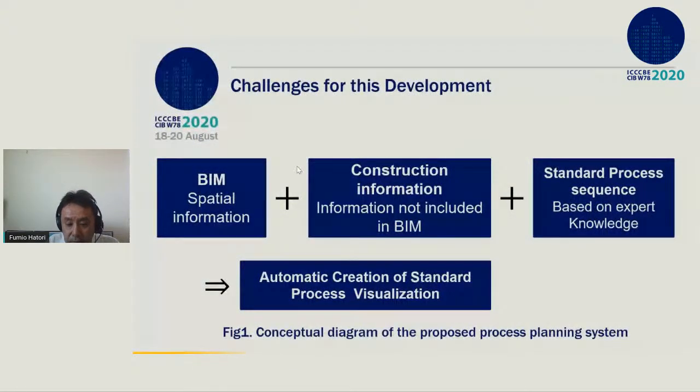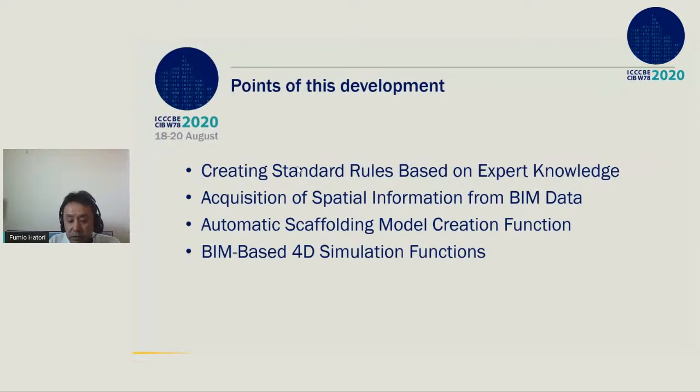And this is a concept of a process planning system. BIM with spatial information plus construction information such as scaffoldings, plus standard process sequence based on expert knowledge, then it became possible to automatically create a standard process visualization. These are the points of this development: creation of standard rules, acquisition of spatial information, automatic scaffolding model, and BIM-based 4D simulation function.